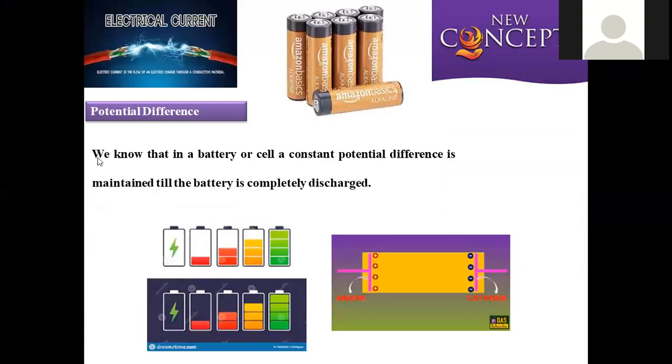Now, we know that in a battery or a cell, a constant potential difference is maintained until the battery is completely discharged. Potential difference is always maintained with the equilibrium and the given cell notation reaction. So this will operate spontaneously until the battery gets discharged completely. Till the complete discharge, the work will continue, and electrical neutrality is maintained between the positive and negative charges which are moving in opposite directions, and the potential difference remains constant.